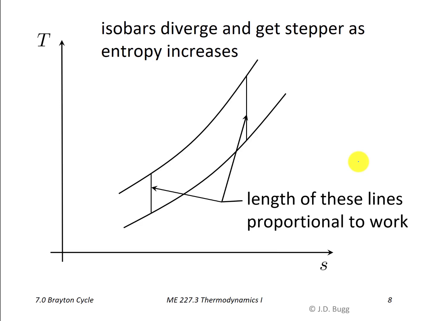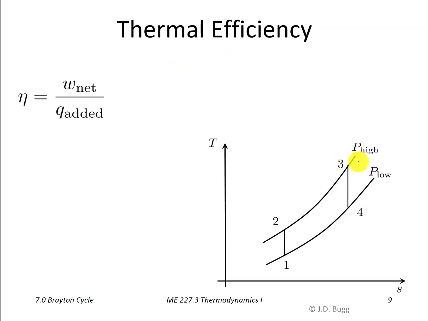So that's a very important feature of these isobars, or a gas turbine simply would not work. Now I want to talk about the thermal efficiency, and we've got a little sketch of our basic cycle down here to follow along. Remember, thermal efficiency is the net work divided by the Q added.